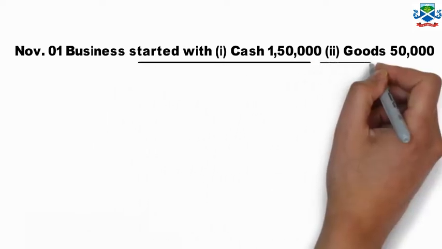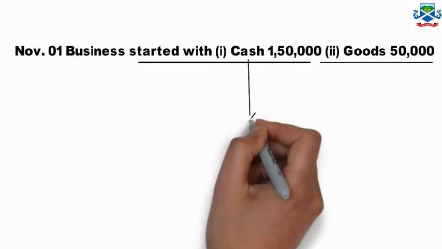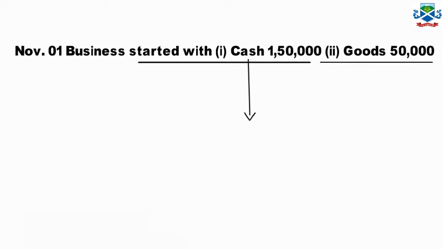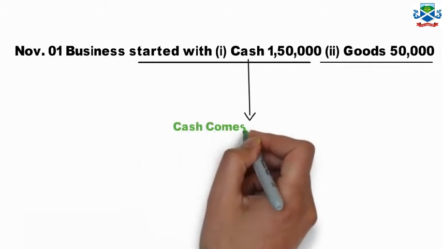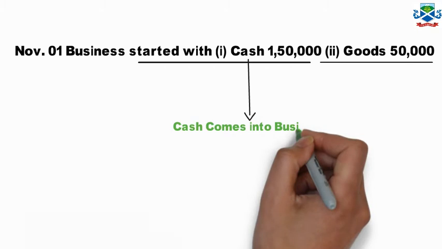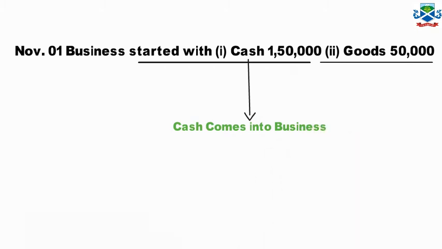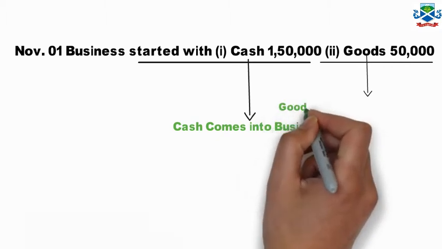So we have two transactions here. One is cash contribution and goods contribution. First one is cash comes in, as per real account it is debit. As you know, debit what comes in, credit what goes out. Cash is contributed by the owner.